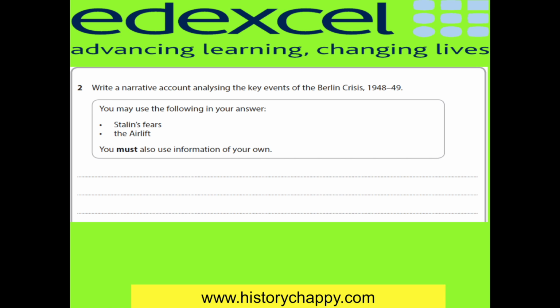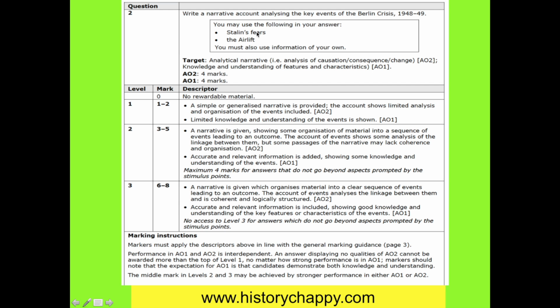Okay, the second question. It's all about analytical narratives, all right? A narrative account analysing the key events of something. In this instance, it's the Berlin crisis, the first of the Berlin crises in 48-49. Now, you'll notice here you get 2 bullet points. Thank you, Edexcel, very helpful. But you must add specific information of your own. Just talking about these 2 in and of themselves will not suffice to provide you with top marks, which is 8 in this instance. Okay, so here's the mark scheme then.